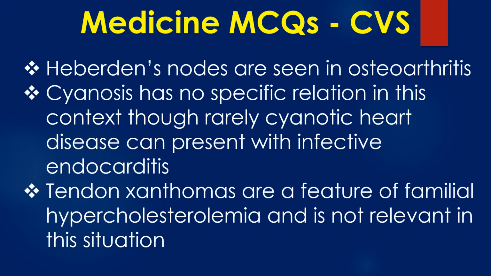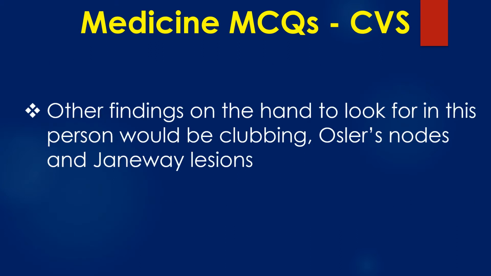Heberden's nodes are seen in osteoarthritis. Cyanosis has no specific relation in this context, though rarely cyanotic heart disease can present with infective endocarditis. Tendon xanthomas are a feature of familial hypercholesterolemia and are not relevant in this situation. Other findings on the hand to look for in this person would be clubbing, Osler's nodes, and Janeway lesions.